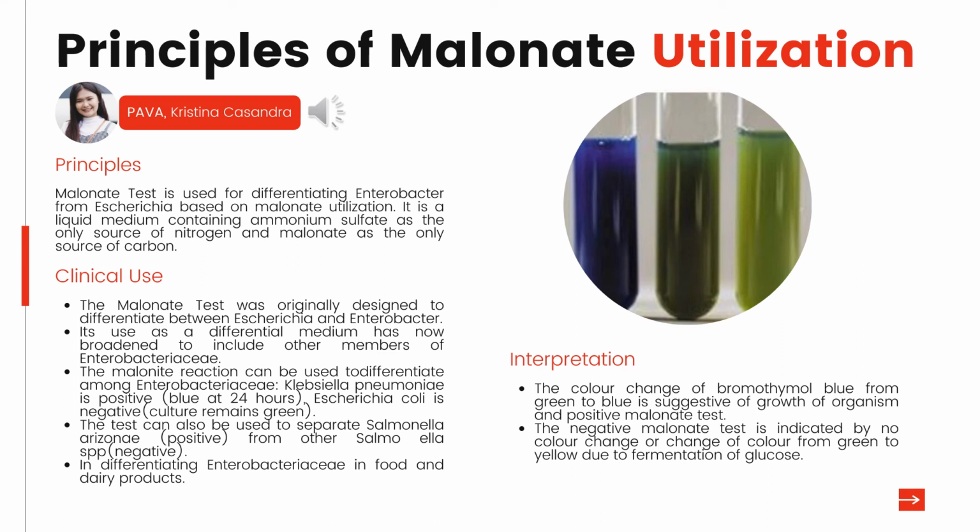This results in an alkaline reaction which, in a medium containing malonate, changes the indicator, bromothymol blue, from its original green color to light blue or Prussian blue. Organisms which cannot utilize malonate and ammonium sulfate and do not ferment dextrose produce no color change. Organisms which are malonate negative but do ferment dextrose result in the development of a yellow color due to increased acidity in the medium.